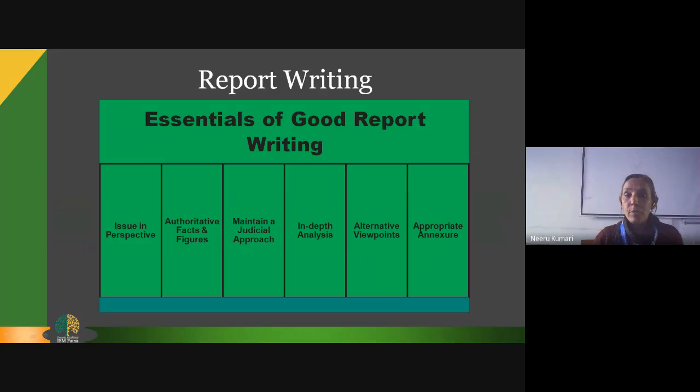The structure should be very well defined. The essentials of the report should be kept in your mind, so that you can present the report in the most attractive manner.